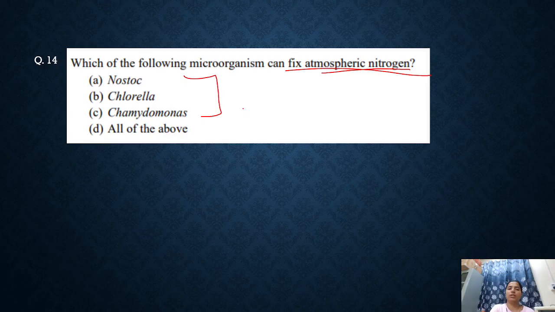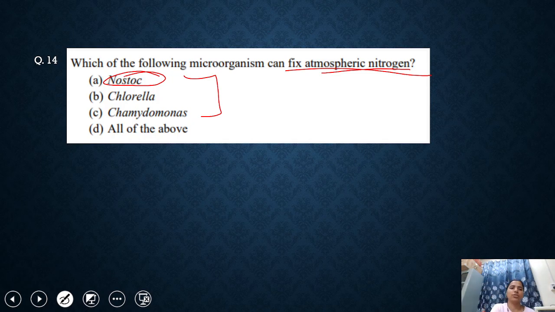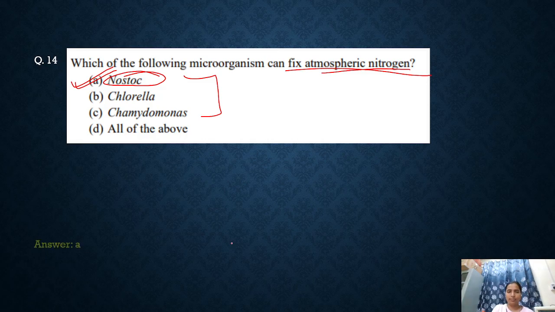So for this question, what is the answer? Nostoc is used for this atmospheric nitrogen fixation. Okay. So for this question, answer is A.